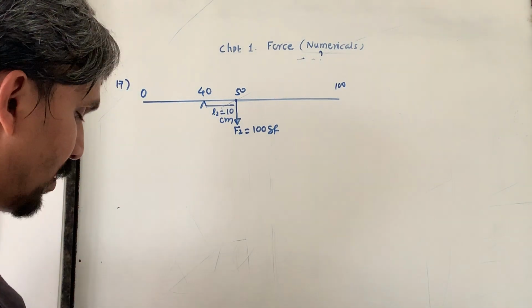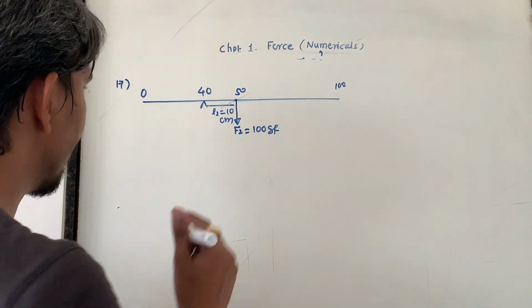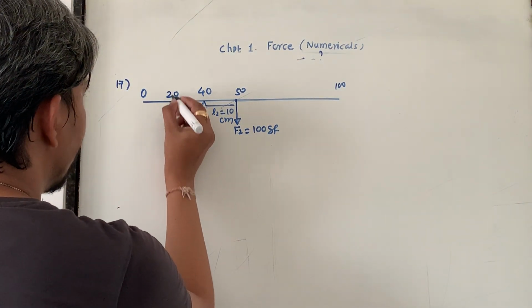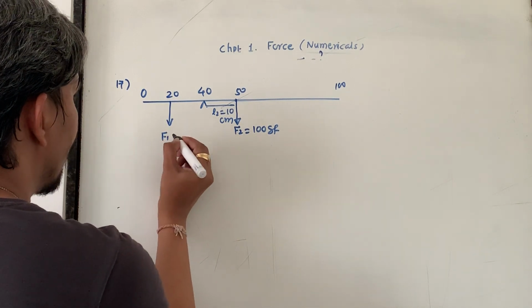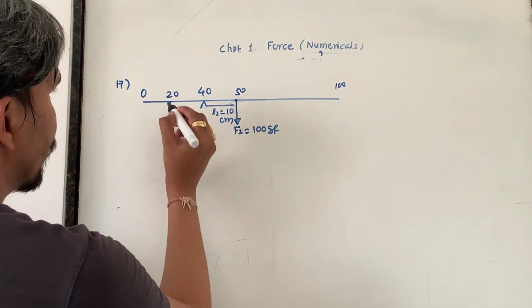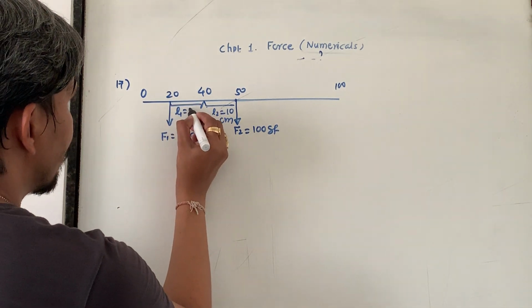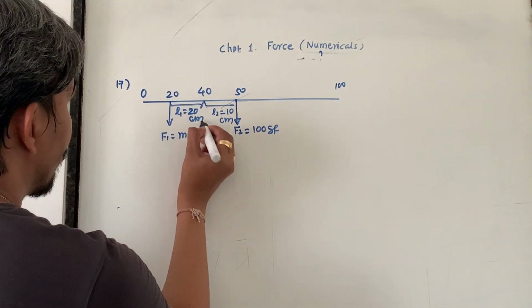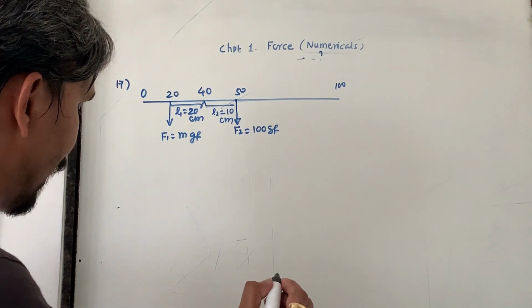By suspending an unknown mass m at the 20 centimeter mark. So this is my 20 centimeter mark where I am writing the unknown mass. So this is mgf, the force, right? This is your L1, which is equal to 20 centimeter. Now find the value of m.